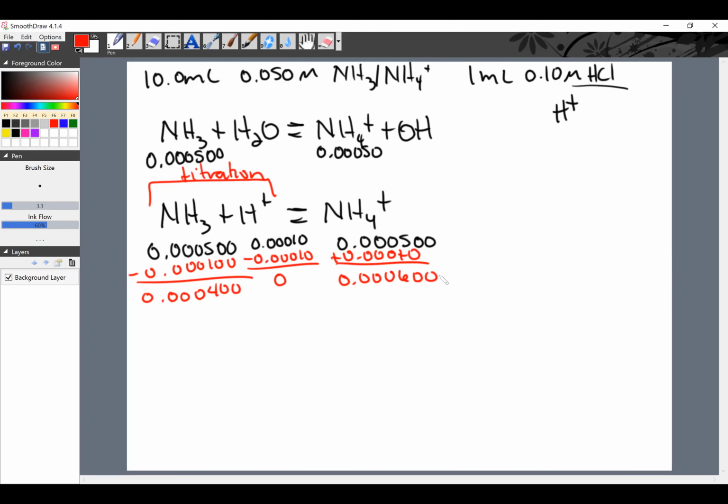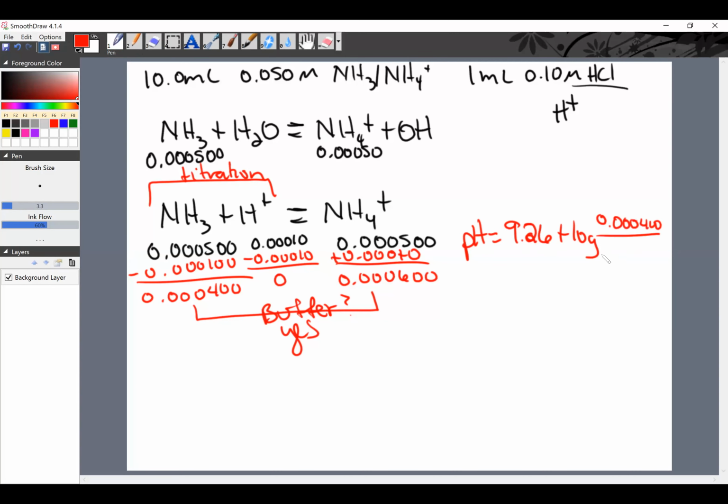All right. Are you still buffered? And the answer is yes. So I can use the Henderson-Hasselbalch. Whoops, it was 9.26, plus the log of the base piece. Now remember, I don't care where it's written. It's always the base piece on top divided by the acid piece.